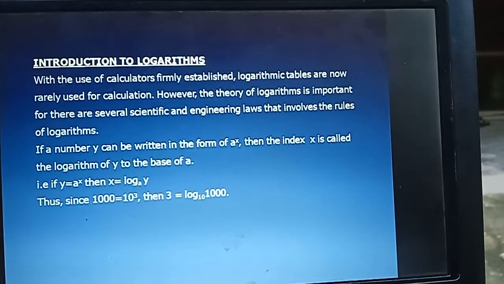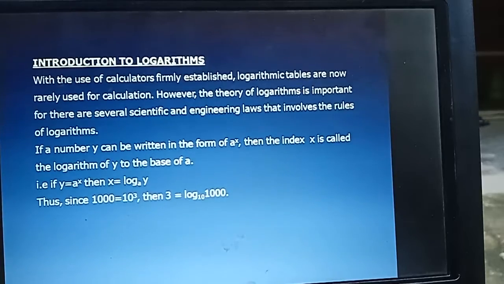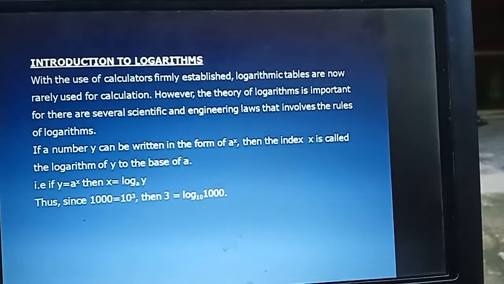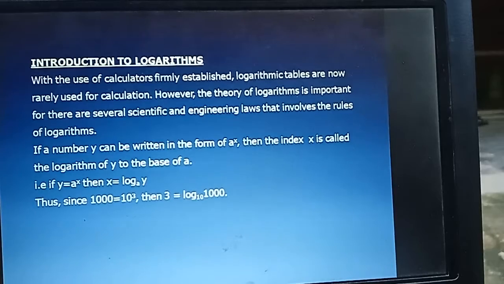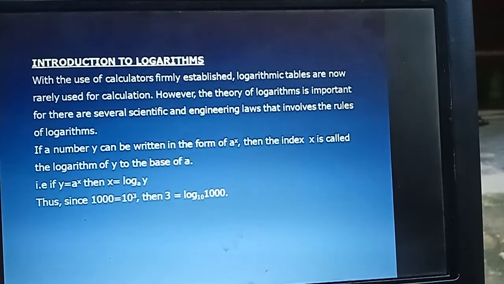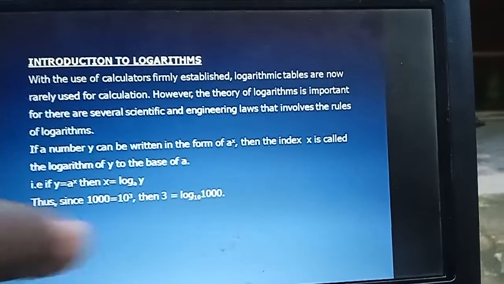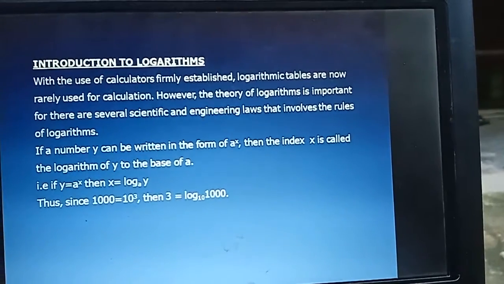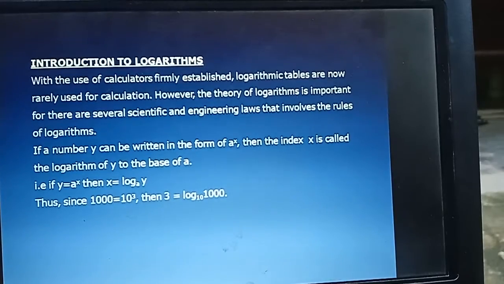Thus, since 1000 is equal to 10 to the power of 3, the digit there is 3. You count the zeros: 0, 0, 0. How many zeros do you have here? Therefore, 3 is equal to log 1000 base 10. Our base there is 10.